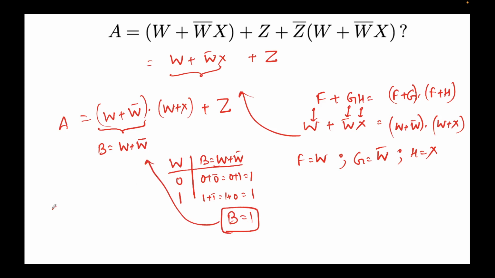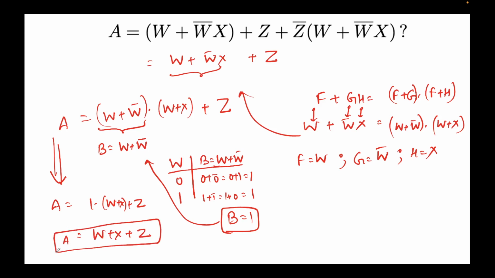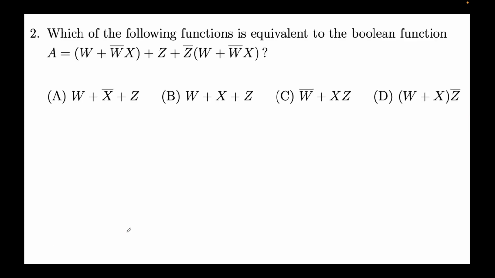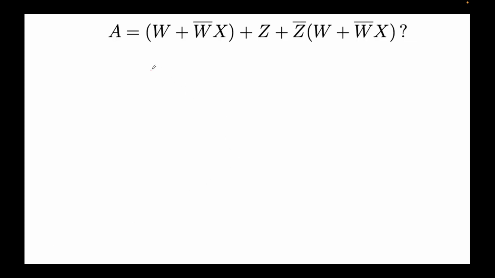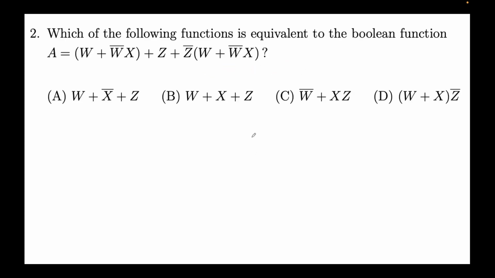We put this value here, so a will come out to be 1 times w plus x plus z. This simplifies, so a is coming out to be w plus x plus z. I cannot simplify this further because all the terms are just a single variable, right? So we have simplified it to a equal to w plus x plus z, which happens to be our option B over here. Okay, so that completes our problem.